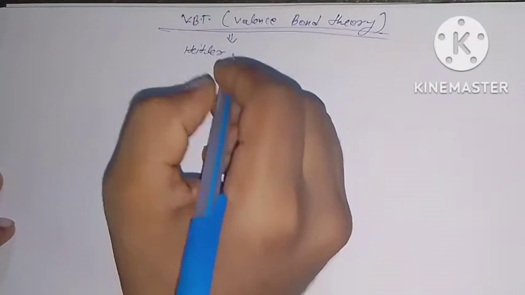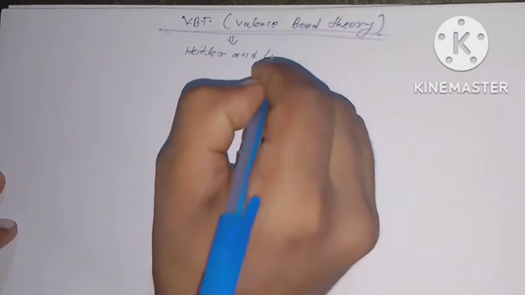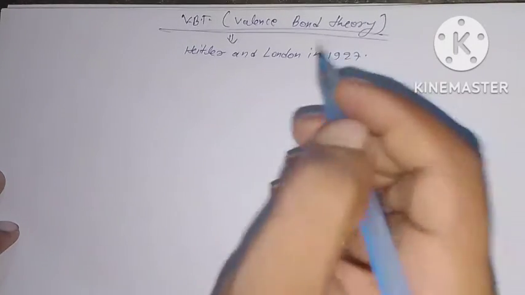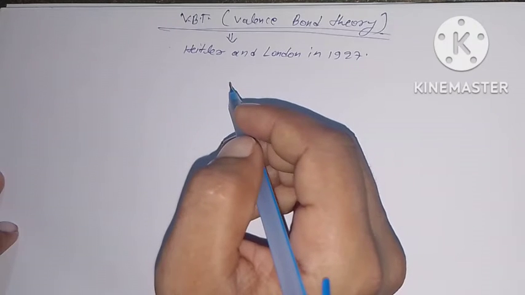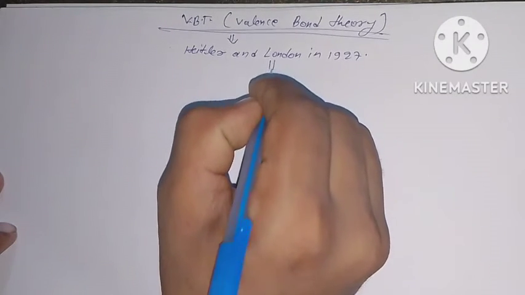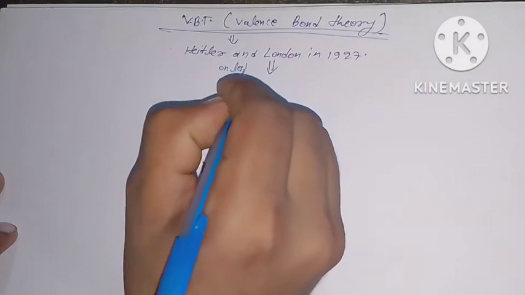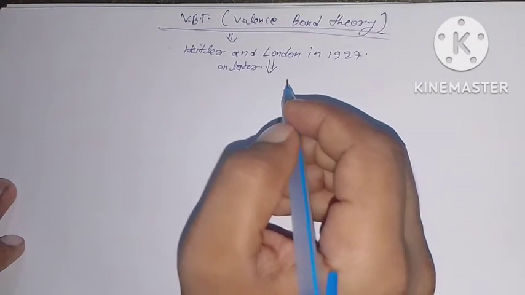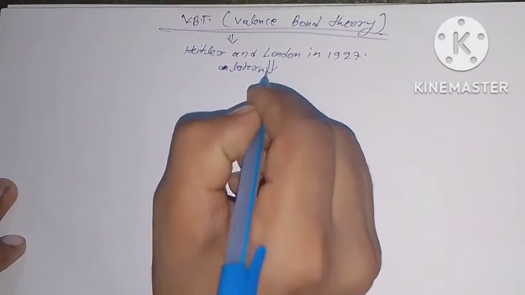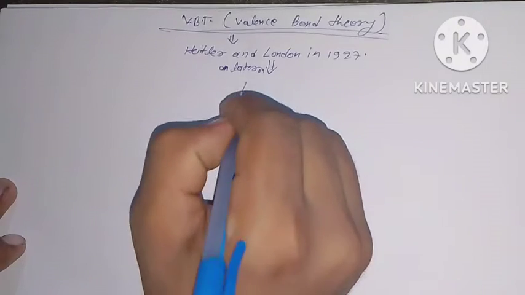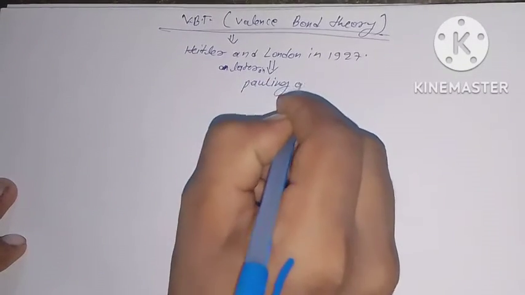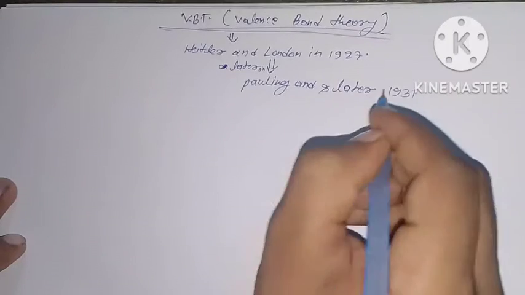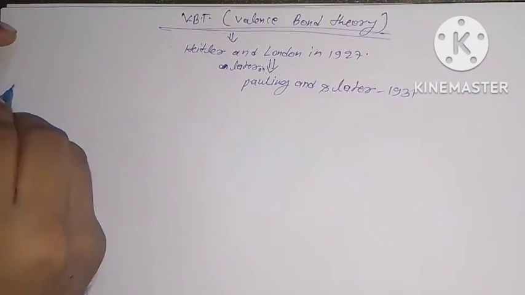This theory was developed by Heitler and London in 1927, and later on extended by Pauling and Slater in 1931.